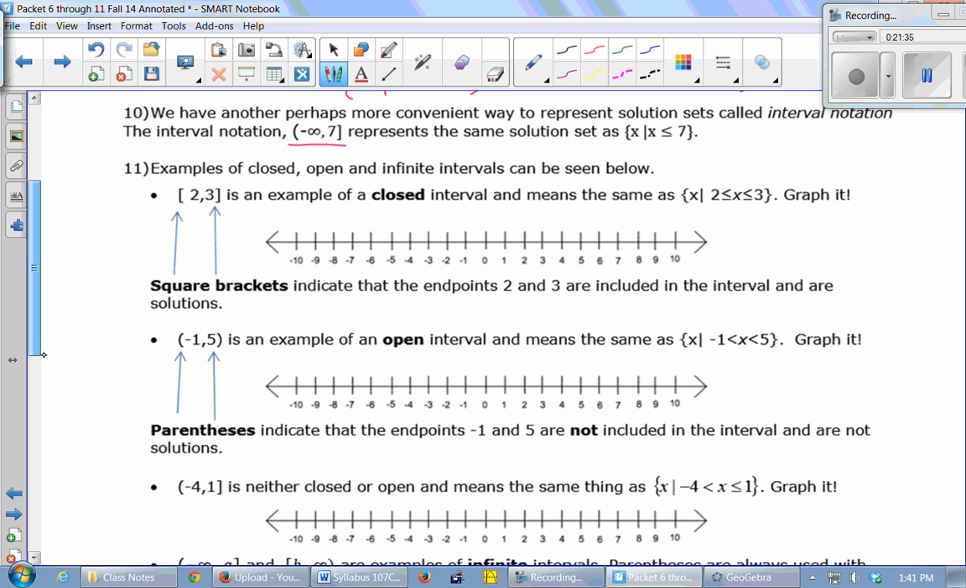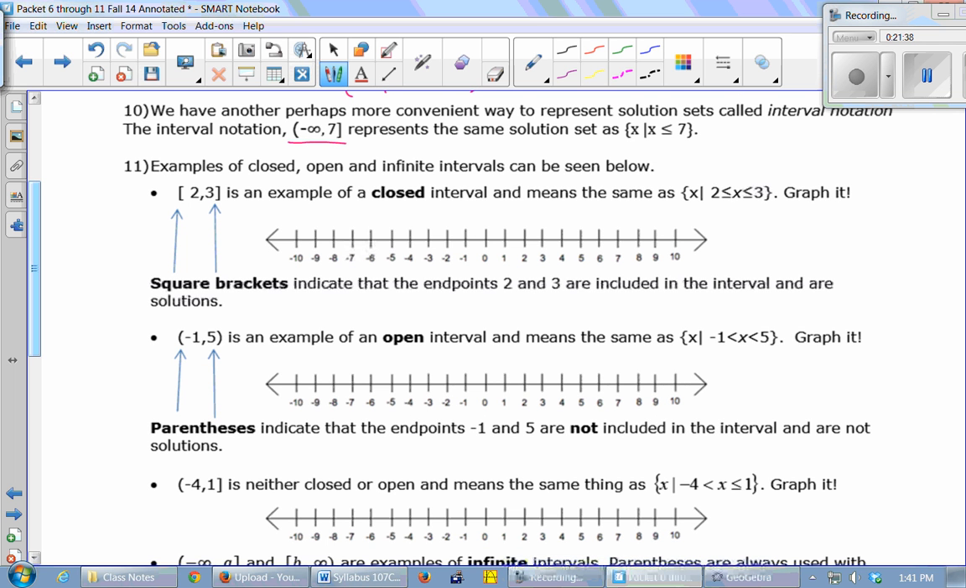So some examples of closed, open, and infinite intervals are here. If I wanted to graph square bracket 2, 3 square bracket, that means all the x's between 2 and 3, including the 2 and including the 3. So I would graph that like this. Include the 2, include the 3, shade everything in between. Square brackets mean include the endpoints.